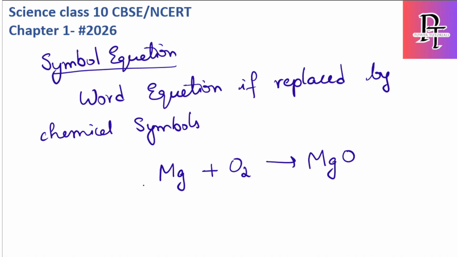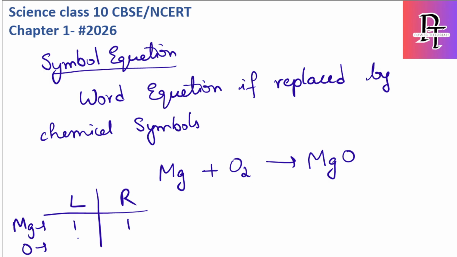Okay, so let's check the amounts of magnesium present on the reactant side and the product side, as well as oxygen. I'll write LHS as reactants and RHS as products. How many magnesium are present on the LHS? 1. Right side also 1. What about oxygen? Left side I have 2 oxygen atoms, so it is 2, whereas right side I have only 1. So you notice that left side and right side are not the same. If it is not the same and there are no coefficients here, we call this equation a skeletal equation.